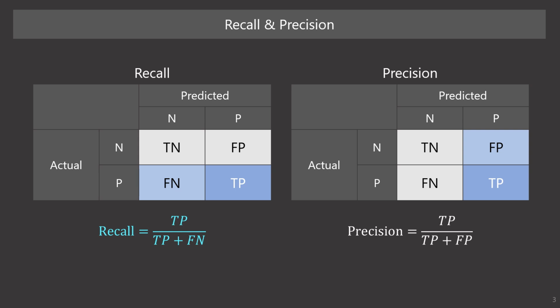As expressed by this formula, recall is the proportion of predicted positives to actual positives. It quantifies what proportion of actual positives was correctly predicted as positives. And as expressed by this formula, precision is the proportion of actual positives to predicted positives. It quantifies what proportion of predicted positives is actually positive.